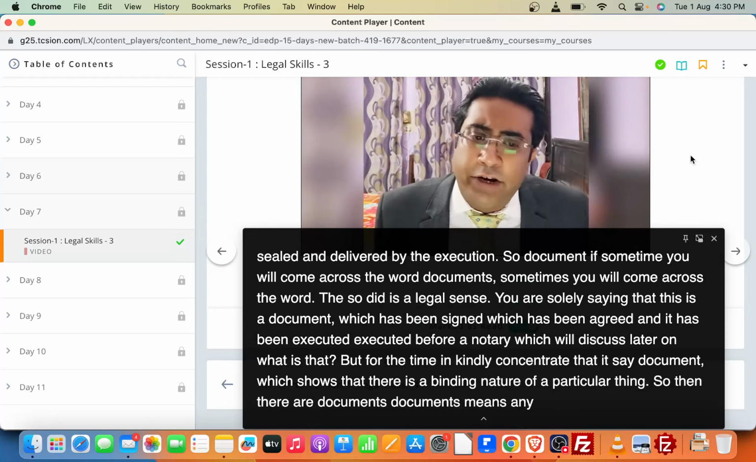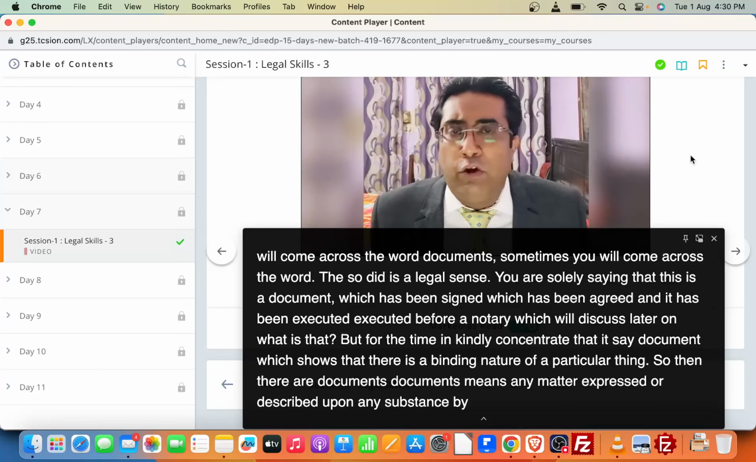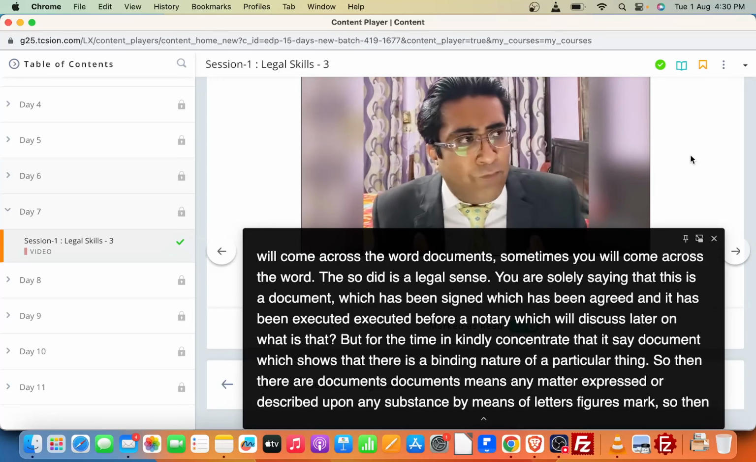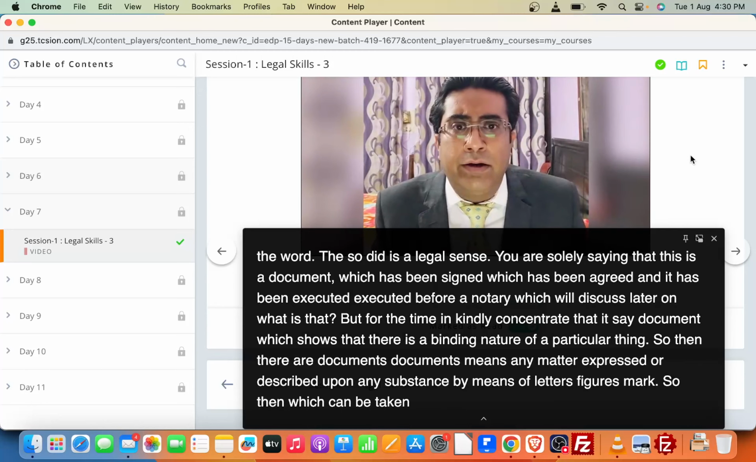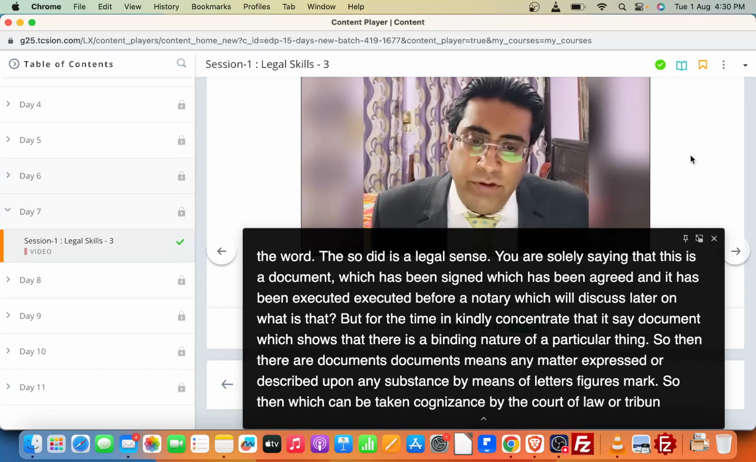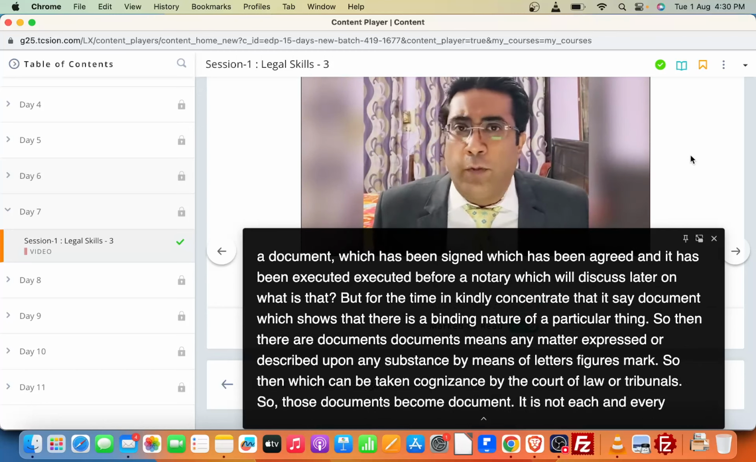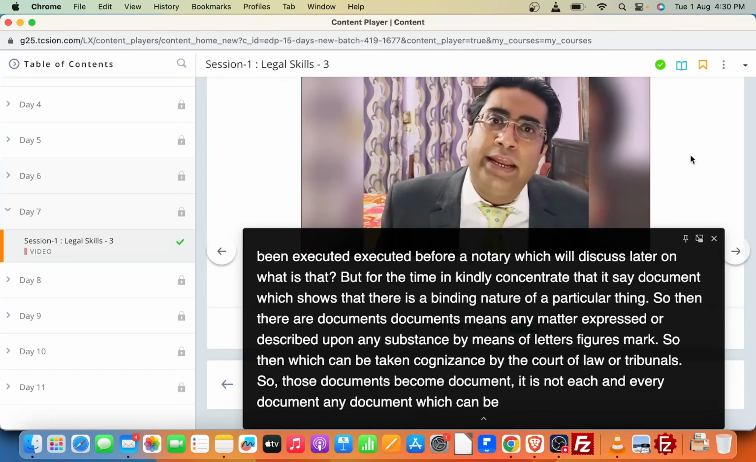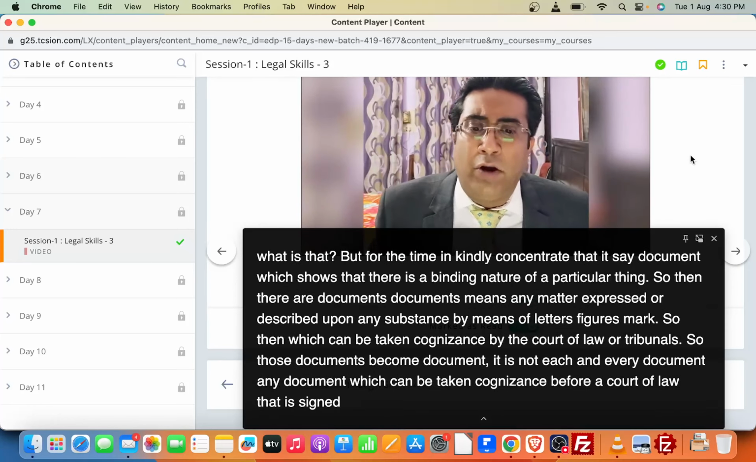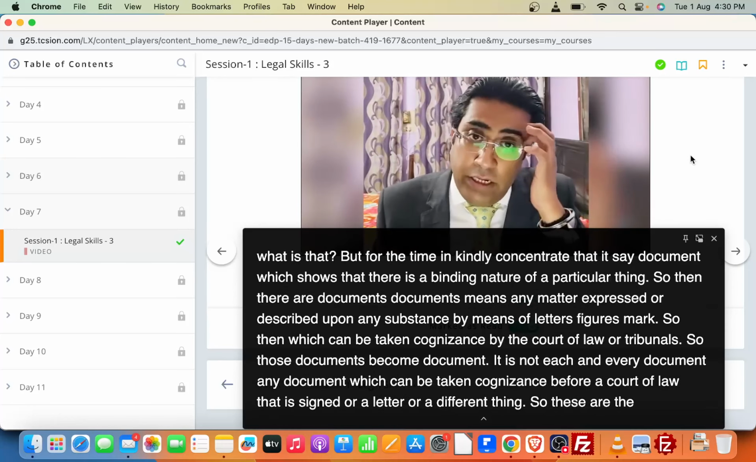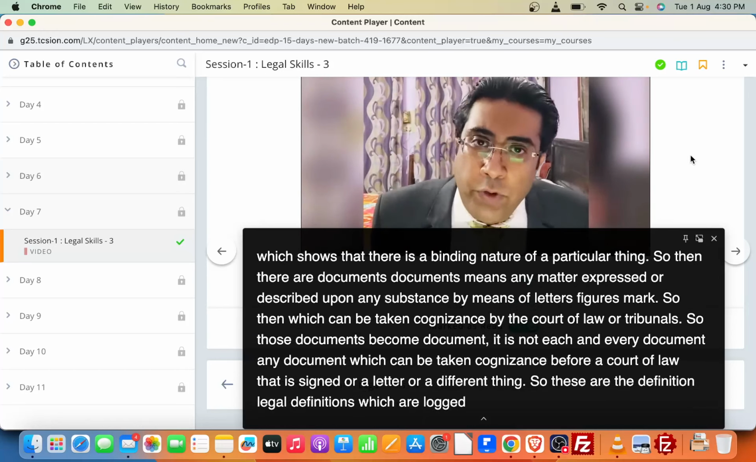So then there are documents. Documents means any matter expressed or described upon any substance by means of letters, figures, marks, which can be taken cognizance of by a court of law or tribunals. So those documents become documents. It is not each and every document. Any document which can be taken cognizance of before a court of law, that is signed, or a letter, or a different thing. So these are the legal definitions which are looked into by a court of law.